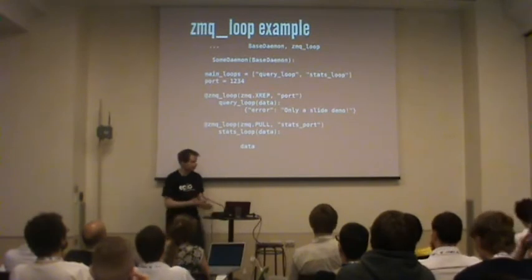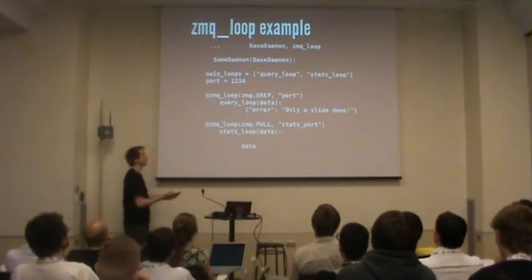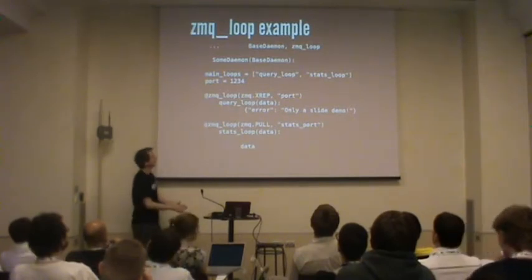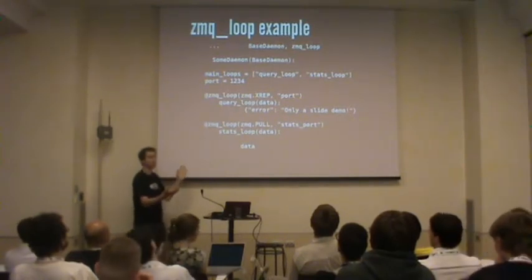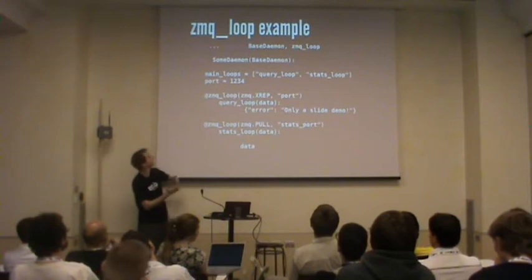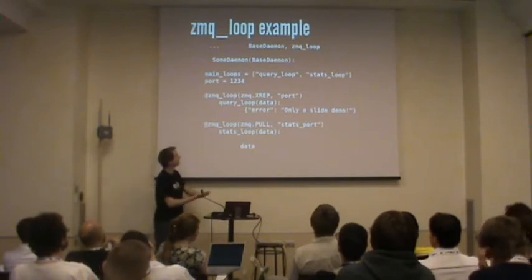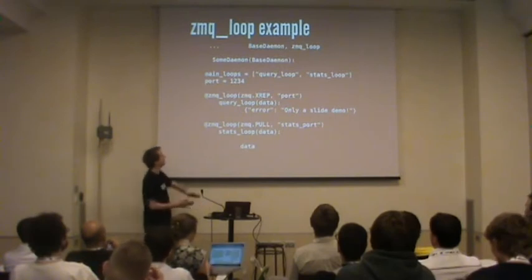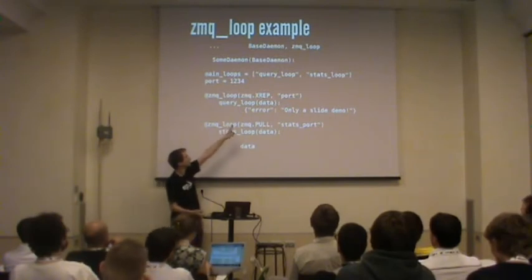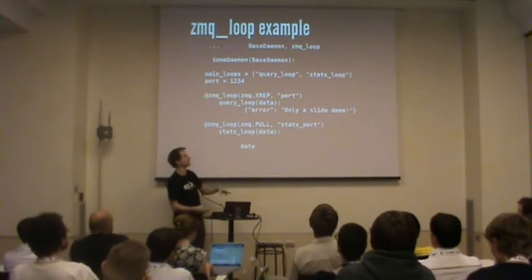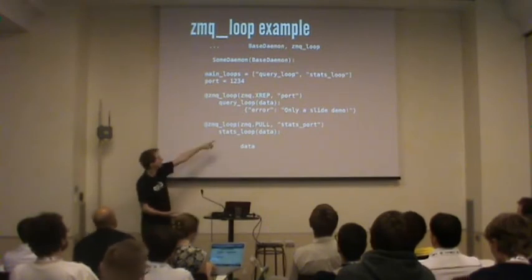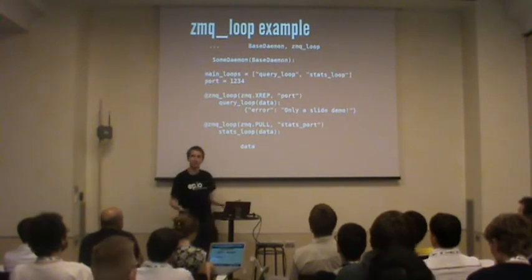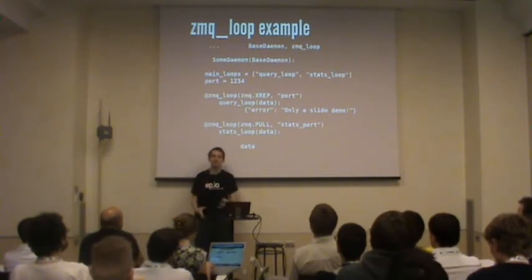An example of our loop. This is like the daemon you saw earlier, except now we have these ZeroMQ loop decorators, and all they do is open a socket on that port, which is defined up here by the attributes, and then for every request they get on that port, they just call the underlying function once. So here you can see if there's a request, it just returns an error, it's only a slide demo, and then this pull one just takes data and prints it to the console. Obviously our real ones are a lot more complicated, but it makes programming this way a lot easier.